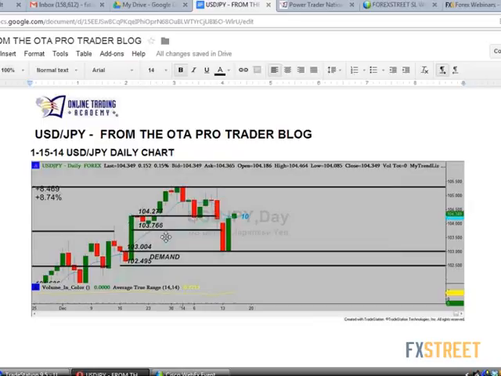So price has taken out the first area of demand, the 104.27, 103.76 level, fallen down to the next level of demand, bounced out of that level once again. Okay. But now at this point, notice the lower highs in this daily chart, and notice the possibility that instead of buying pullbacks, institutions may actually switch up to selling rallies.